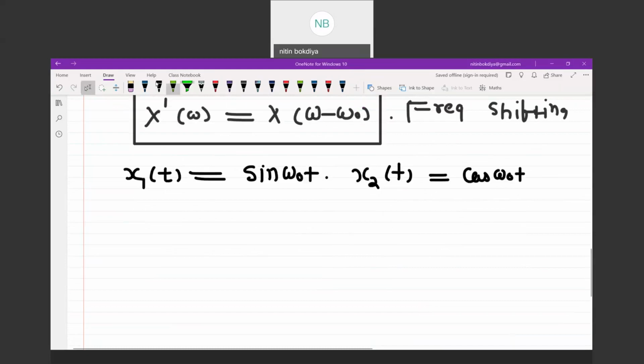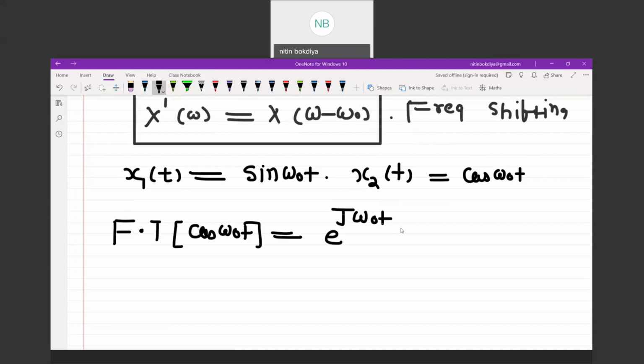It says that the Fourier transform of cosine of omega naught t is equivalent to e to the power j omega naught t plus e to the power minus j omega naught t, divided by 2.